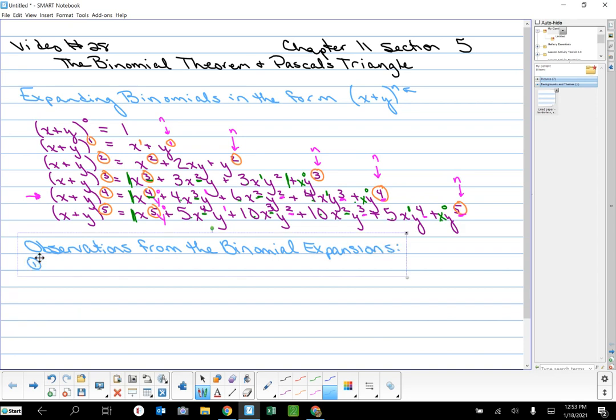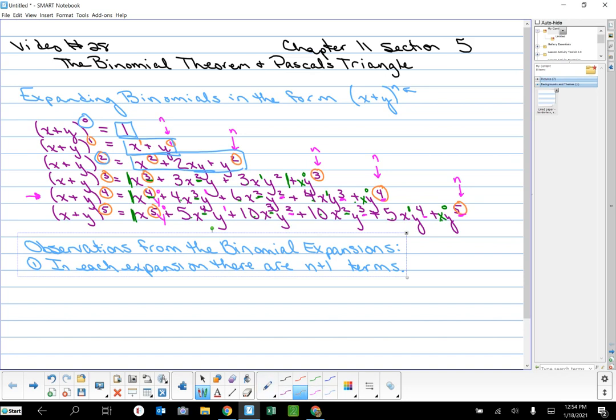1. In each expansion, and we didn't even talk about this, there are n plus 1 terms. Okay, so let's talk about that. In this one, n is 0. There's 1 term. Well, 0 plus 1 is 1. In this one, n is 1. There are 2 terms. In this one, n is 2. There are 3 terms, and so on and so forth.